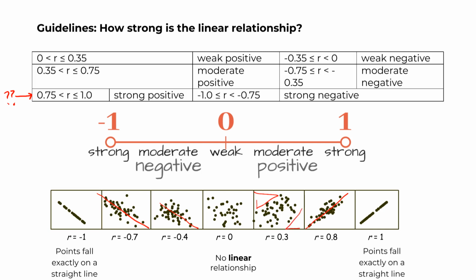You can almost only see the linear trend by the fact that there's these two areas where there's nothing. And then you can see that trend going through that corridor. And then a 0, nothing at all going on, just completely scattered.